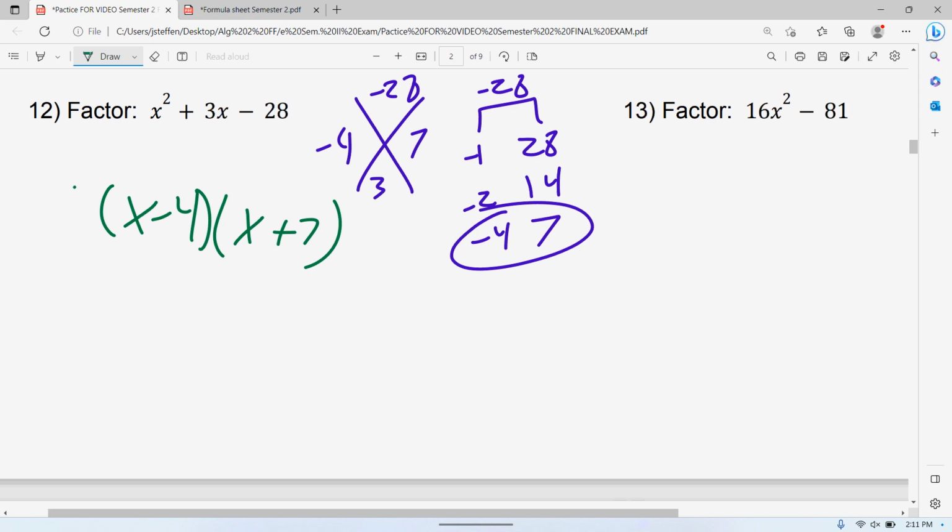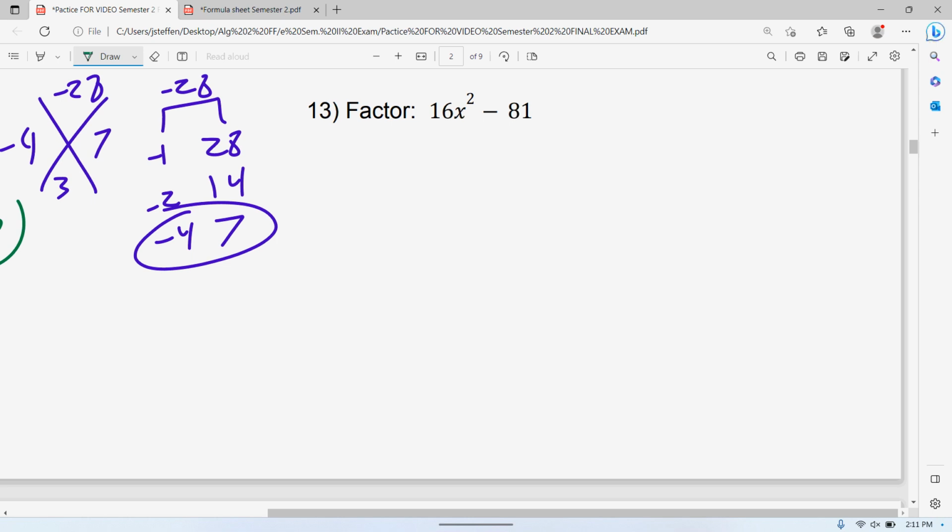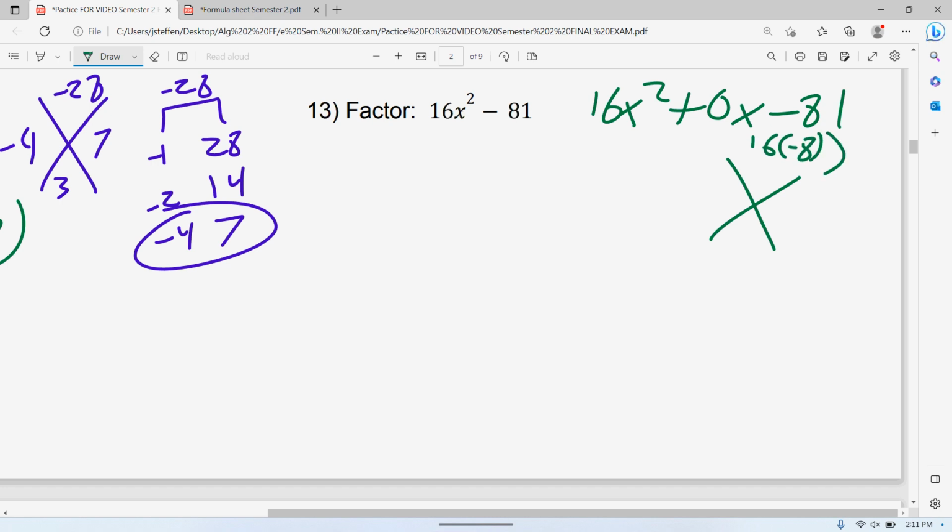So moving on to the next one. Now, the answer key for this, I think I did this 2 different ways. You could solve this the same way we've been doing, where it's 16x squared plus 0x minus 81. So factors of 16 times negative 81 that add up to be 0. You could do that. It would just kind of be a little bit of a nightmare, but it does exist.